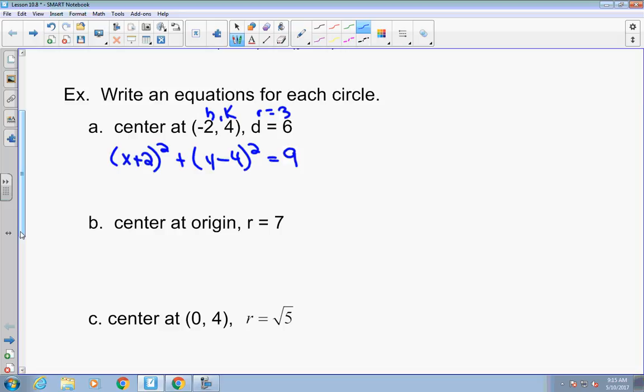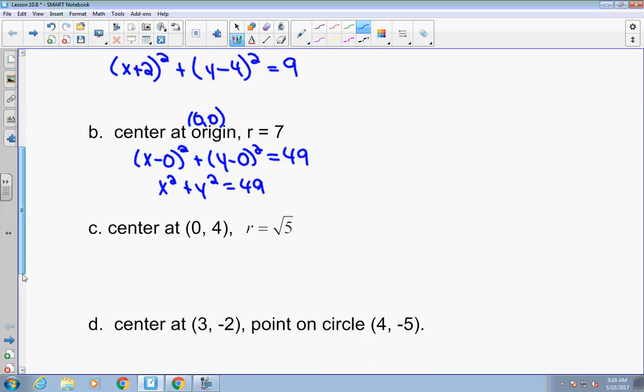All right. So this one has the center at the origin, and it has a radius of 7. So where's the origin? At 0, 0, right? So this would be x minus 0 squared plus y minus 0 squared equals 7 squared, 49. Now, I can simplify this because x minus 0 is x, so it would be x squared plus y squared equals 49. So if you end up with an equation like this in a math problem, you know it's going to represent a circle.